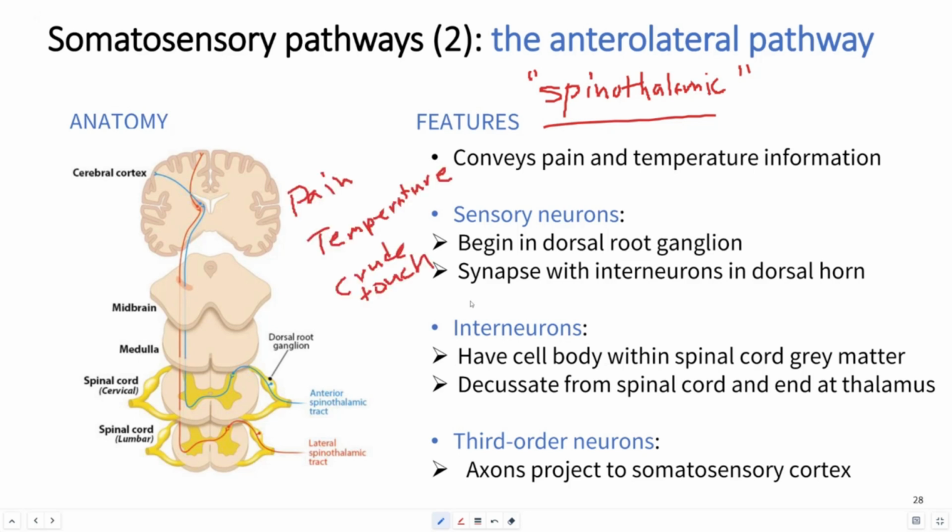The pathway consists of three main stages. Again, the sensory receptors in the periphery, relay nuclei in the spinal cord, and then the thalamus to the somatosensory cortex. So it begins in the dorsal root ganglion, and they synapse with the interneurons of the dorsal horn. So you can see right here, they come in, and then they synapse in the dorsal horn. The interneurons have cell bodies where they'll decussate from the spinal cord, so over here it crosses over, goes up all the way through the spinal cord on the opposite side, and then projects into the thalamus, eventually to the third order neurons and into the somatosensory cortex for perception.